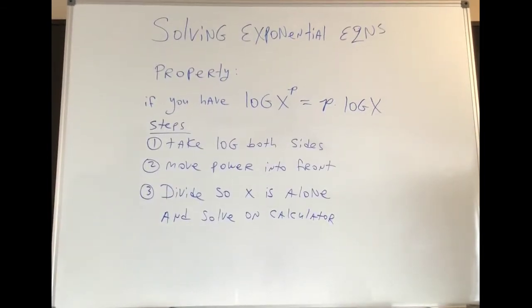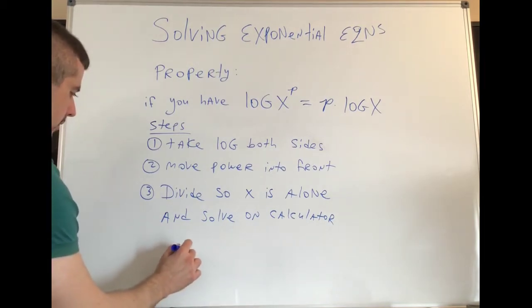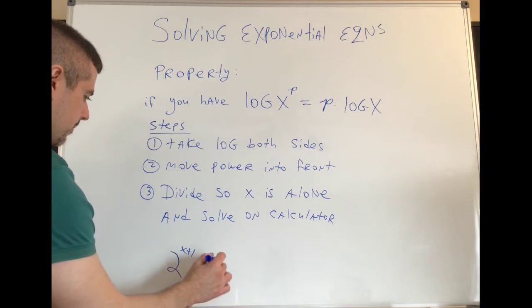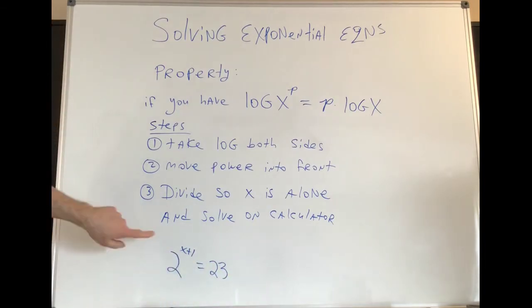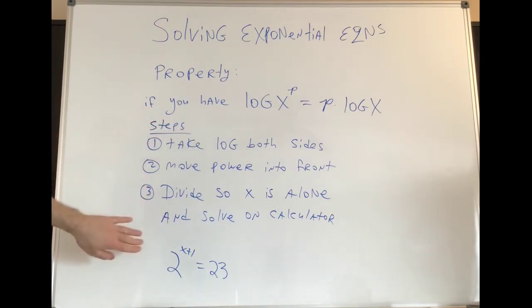Alrighty, the steps. Very straightforward. You're solving an exponential equation, like I said. Something like 2 to the x plus 1 equals 23. You take the log of both sides, okay? You move the power into the front. You're going to end up dividing so x is alone. You'll see when I do it. And then you're going to solve it on the calculator.